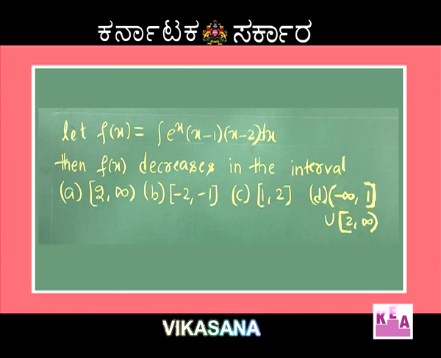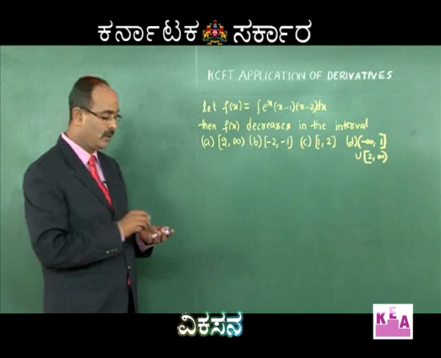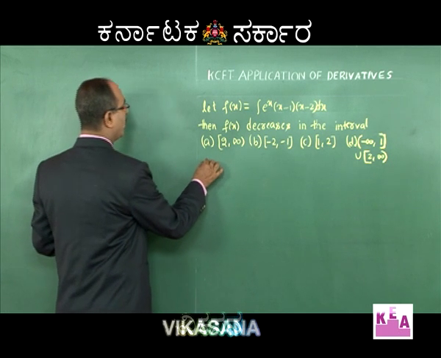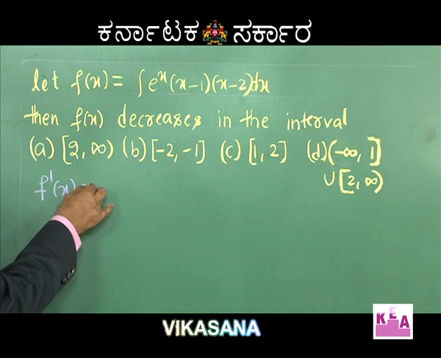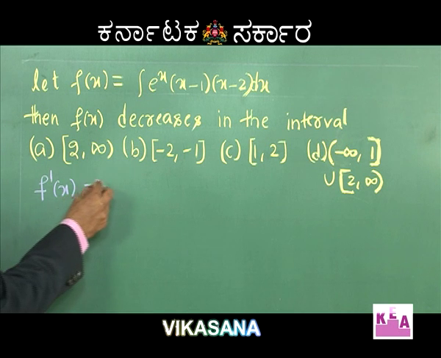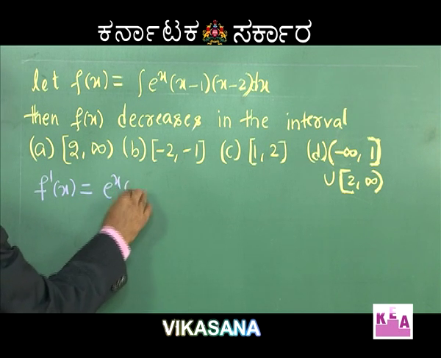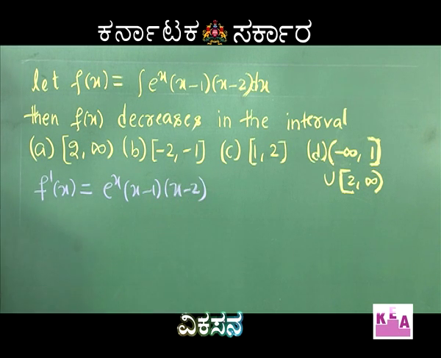We have f of x, but we have an integral sign there. So first, to talk about increasing or decreasing function, we must first find out f dash of x. What is differentiation of an integral? That is basic sense. d by dx of integral of f of x is f of x. d by dx of integral of g of x is g of x. That is equal to e power x into x minus 1 into x minus 2. Do you agree with me?